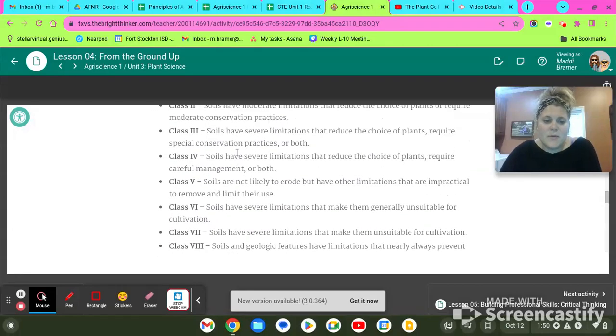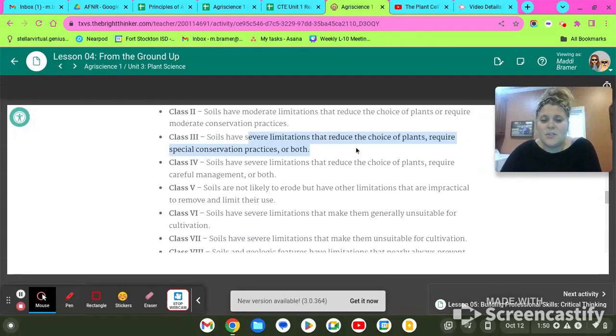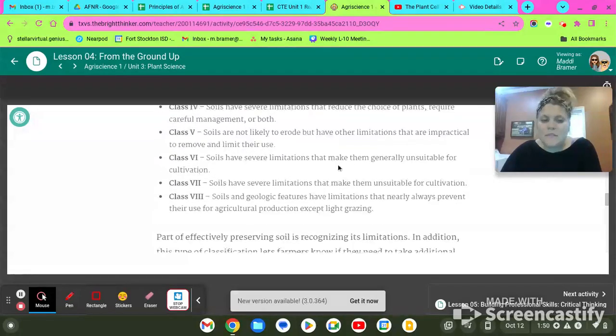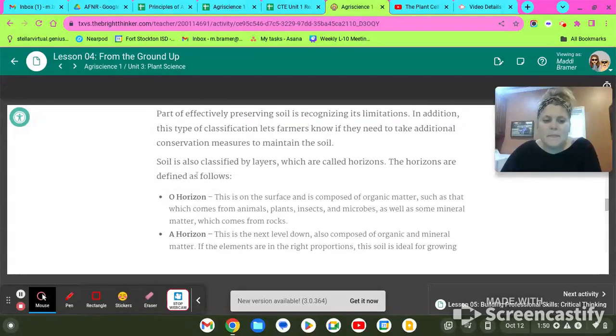Or, let's see, we've got soils that have severe limitations, reduce the choice of plants, require special conservation practices, or both. So you could grow some things, but you're going to have to only grow specific things. Not everything's going to grow easily there. So that's pretty neat how it's classified.